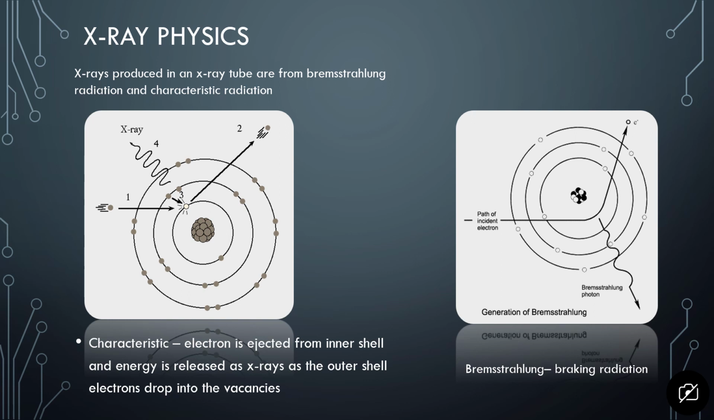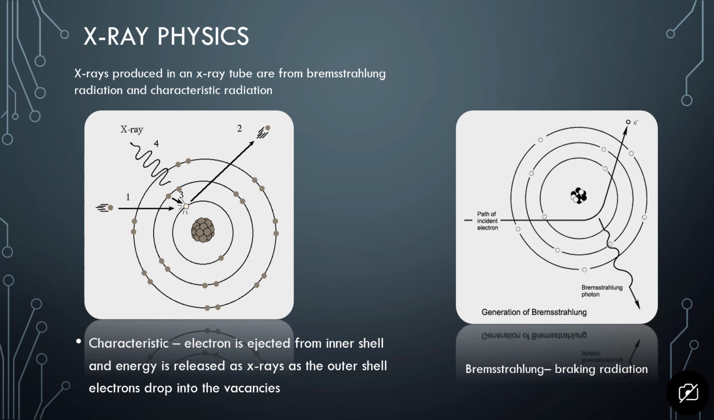So with characteristic X-ray, the electron will actually interact with an electron within the atom and kind of knock it out of the atom. So an electron is ejected typically from an inner shell, and then the energy is released as an X-ray when an outer shell electron drops into the place to fill the vacancy.